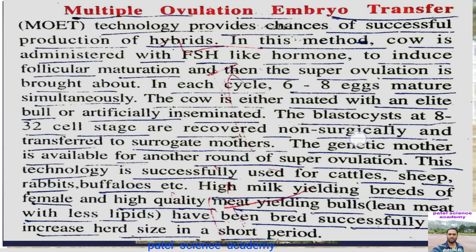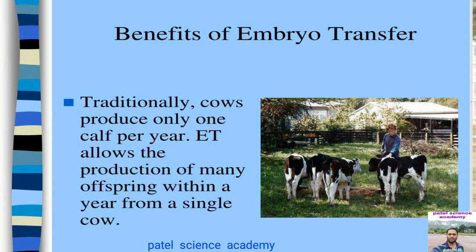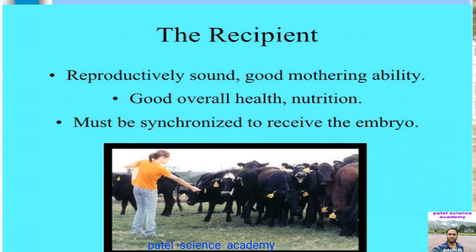This technology is successfully used in cattle, sheep, rabbits, buffaloes, etc. and high milk yielding breeds of females and high quality meat yielding bulls have been found to be successful to increase the herd size in a short period. So dear students, these are the different benefits of embryo transfer. Traditionally, a cow produces only one calf per year. ET, that is embryo transfer, allows the production of many offspring within a year from a single cow. So this is the benefit of embryo transfer.